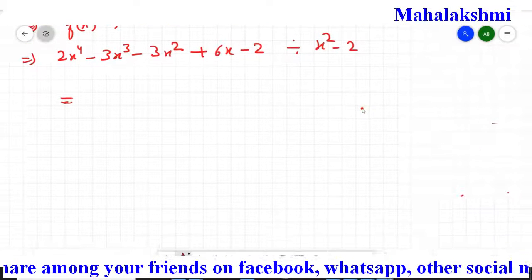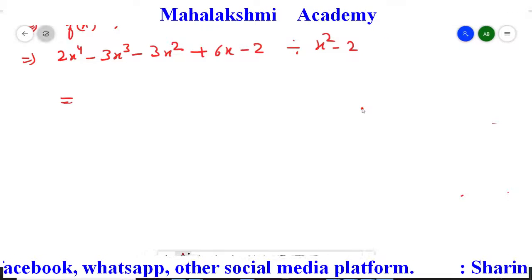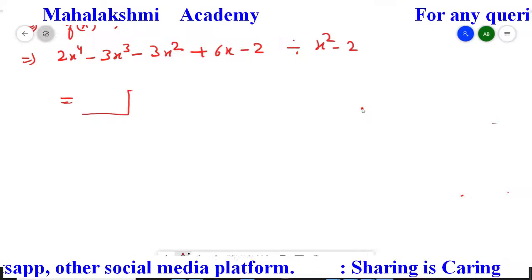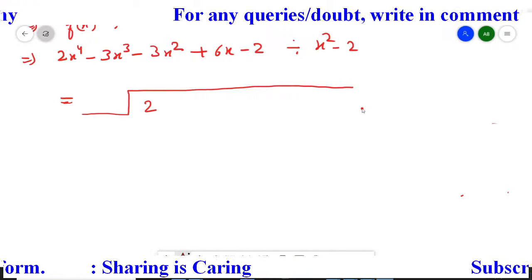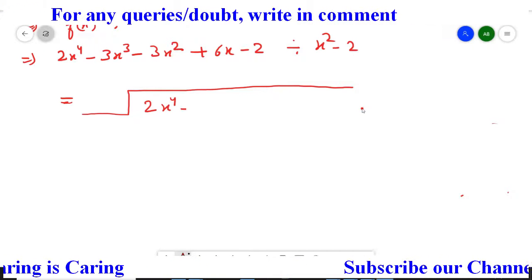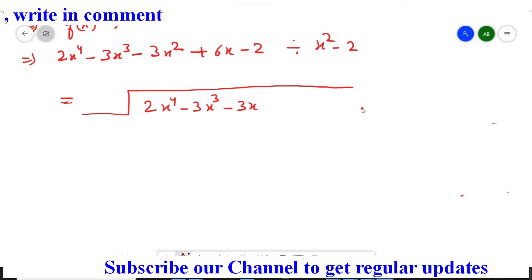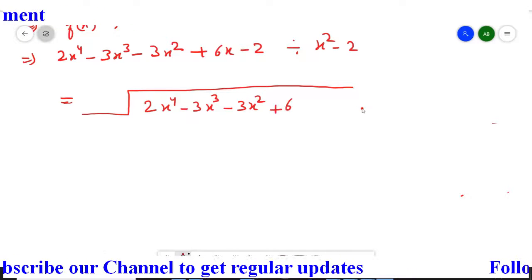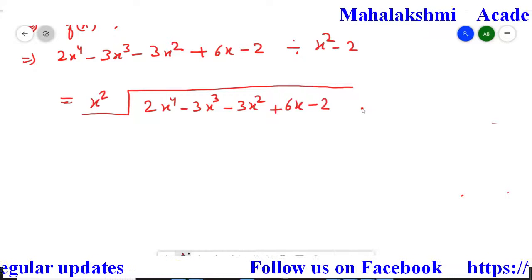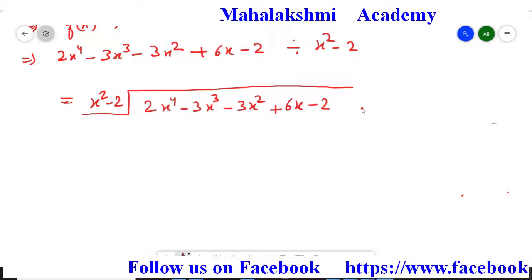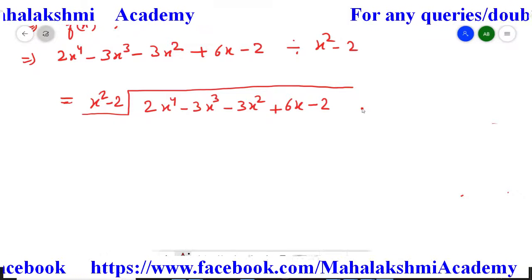When we divide it, first I am making the division symbol like this. I am writing here the dividend, that is 2x to the power 4 minus 3x cube minus 3x square plus 6x minus 2, and the divisor is x square minus 2. Now we are dividing the polynomial, so we have to write the steps here.